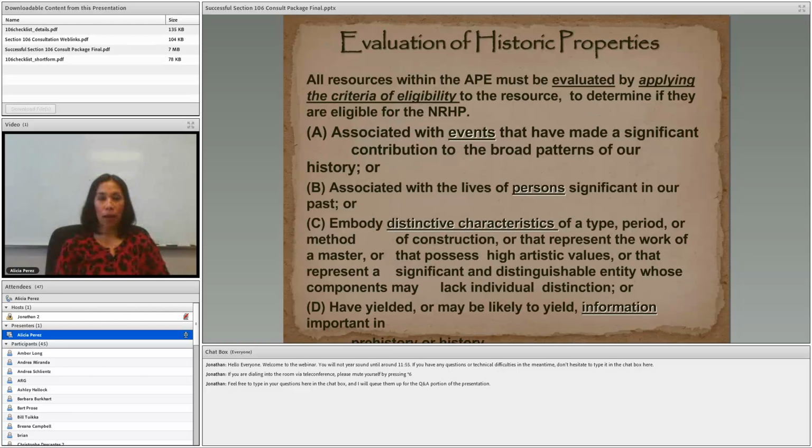So after you have identified resources within your APE, move on to evaluation of historic properties. We want to make sure that you have evaluated the resources using all of the 4 criteria. And of course, A is associated with important events. B is the resource associated with the lives of persons. C embodies distinctive characteristics. Or D has the ability to yield or has yielded important information.